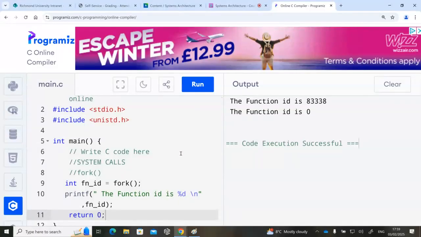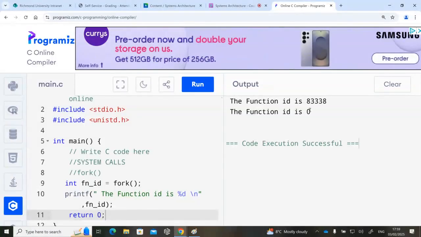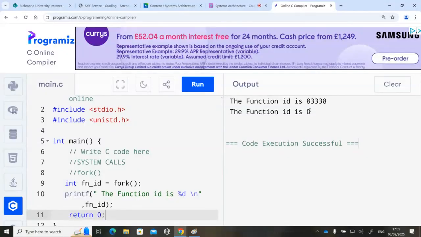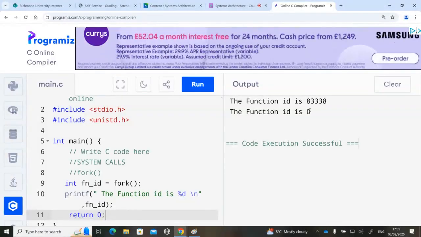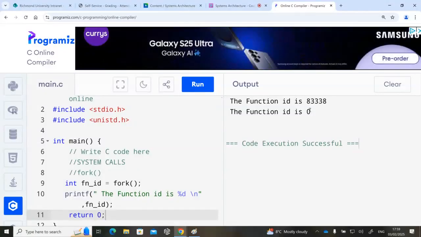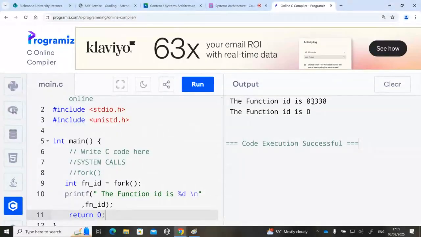Why did it give me two IDs? Right, because the purpose of the fork function itself is to make one process into two processes. So now make a note here. The function ID of 0 is always of the child process. So the child process always has function ID 0. And this is the function ID of the parent process. These are all technical bits we are learning now.